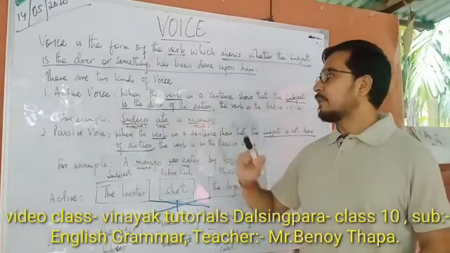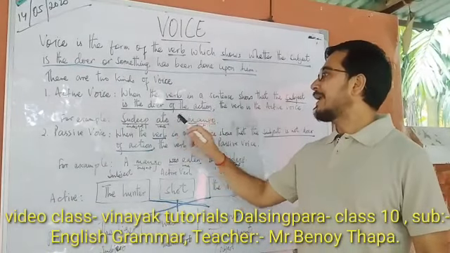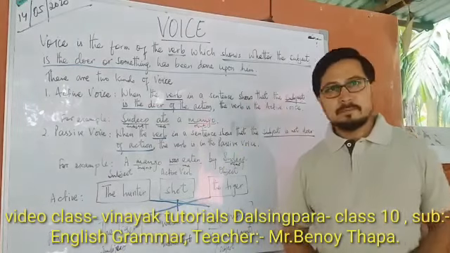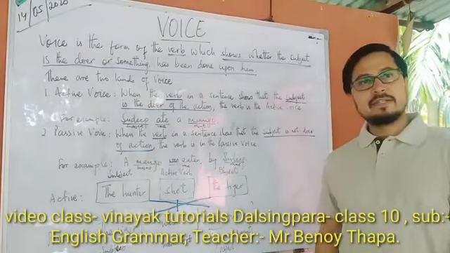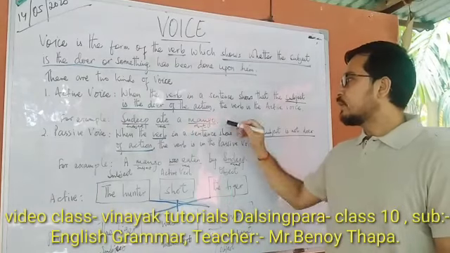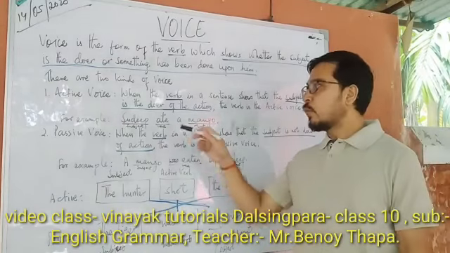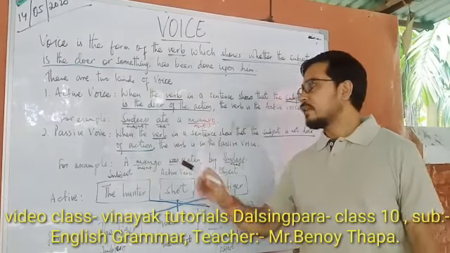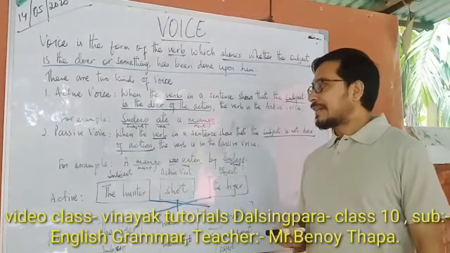For example, I have given here: Sudeep ate a mango. If we look at this, Sudeep is the subject, isn't it? And ate is the verb. And mango is the object. So what do we see in the sentence? Sudeep has eaten a mango, isn't it? So this is an active voice.